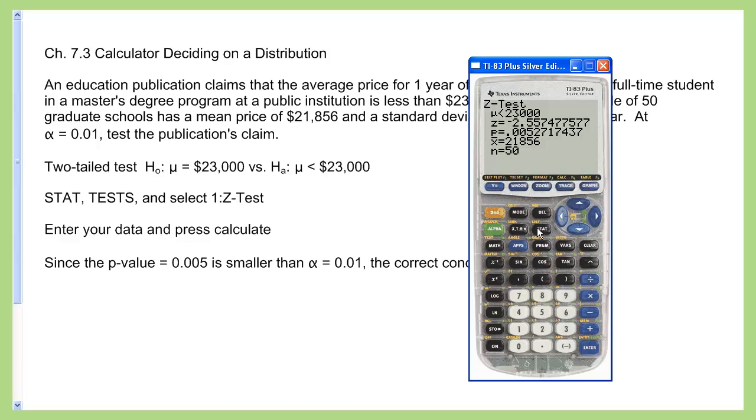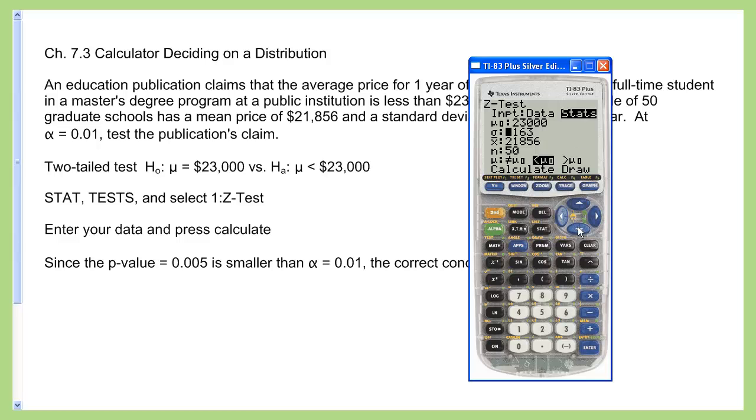So we're going to clear this and go to Stat, over to Test, and number 1 is the z-test. And I'm going to click Stats, and I'm going to press Enter to make it choose that one. Now all the rest of them, we just move it down. So I'm going to have 23,000, and 3,160 as my standard deviation.